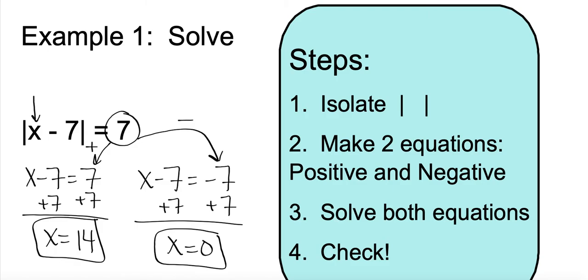If I put a 14 in there, 14 minus 7 gets me a 7. Absolute value of that's still a 7. All right, then let's check it with the 0. So if I put a 0 in there, 0 minus 7 is negative 7. Absolute value of that gets me back to a 7. Okay, so that's how we solve absolute value equations.